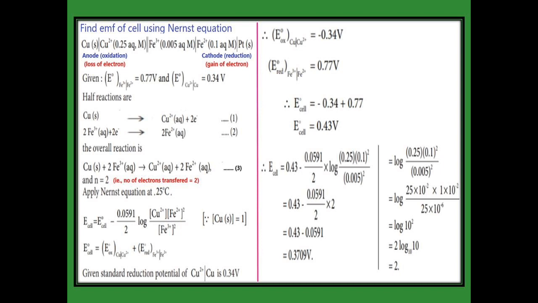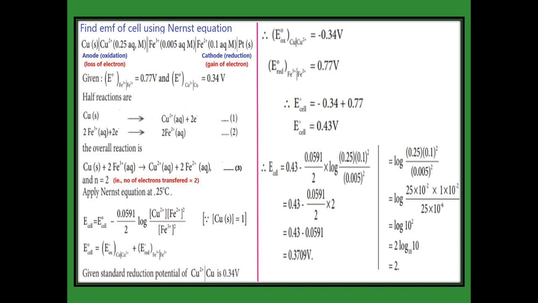Then we are going to apply the Nernst equation. In this third equation, which one is solid? The copper alone is solid, and all the others are in the aqueous ionic state. Solid state means the concentration value is 1, so leave that one alone. What is the Nernst equation? E cell is equal to E naught cell minus 0.0591 divided by n. Instead of n we put 2, because the number of electrons transferred here is 2, and then the log value.